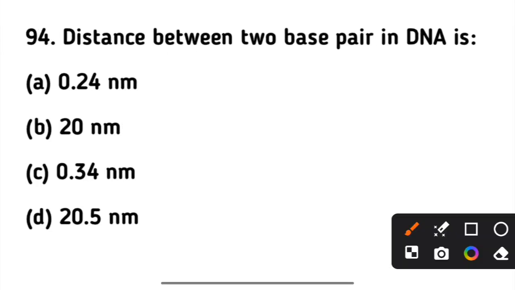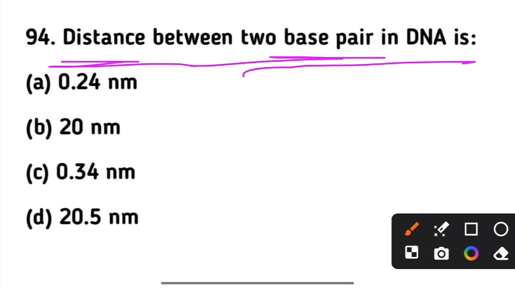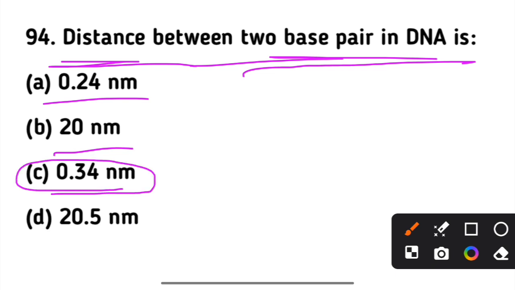Next, distance between two base pairs in a DNA. The options are 0.24 nanometer, 20 nanometer, 0.34 nanometer. Option C is correct. The distance between two base pairs in DNA is 0.34 nanometer.